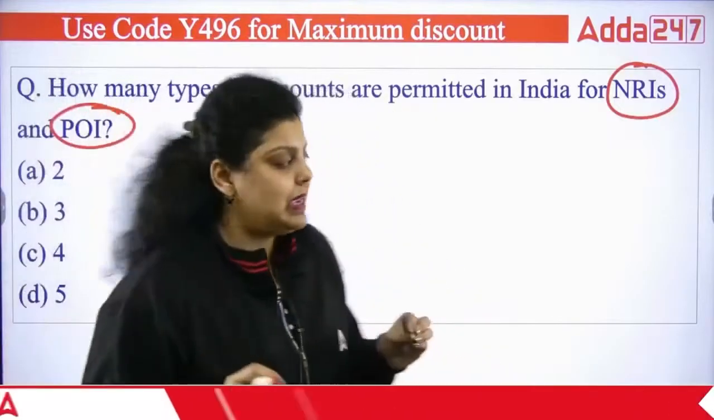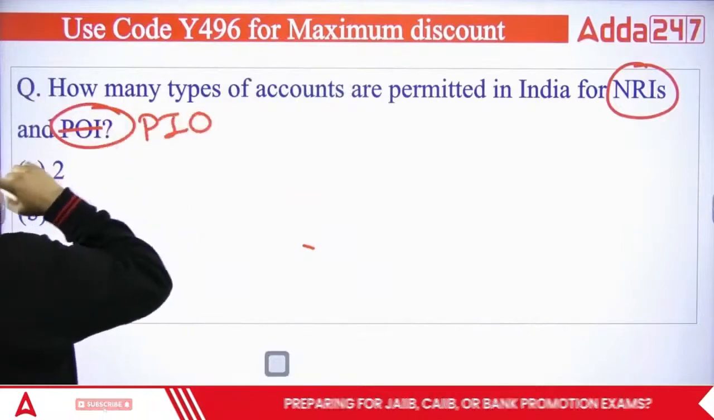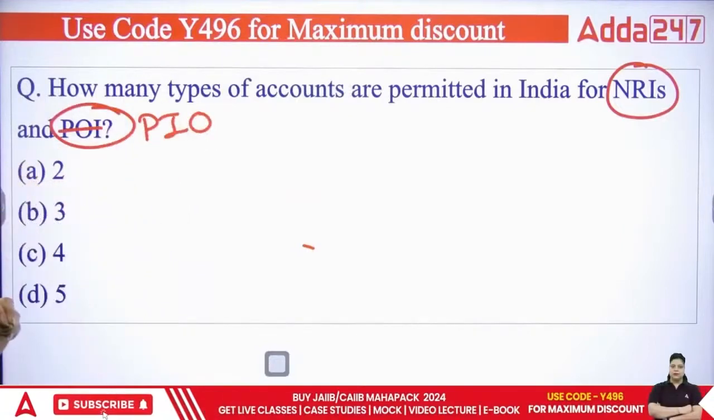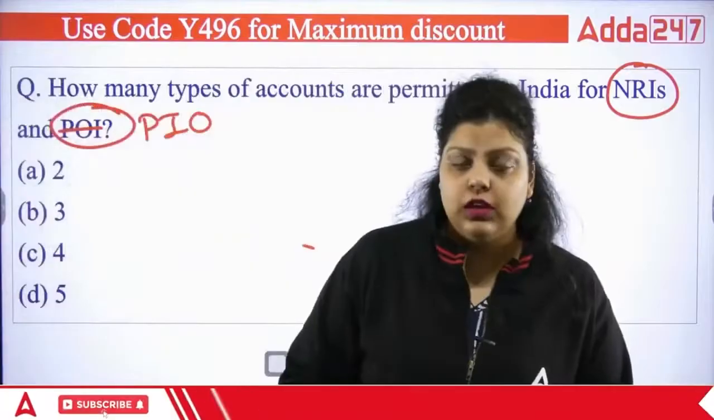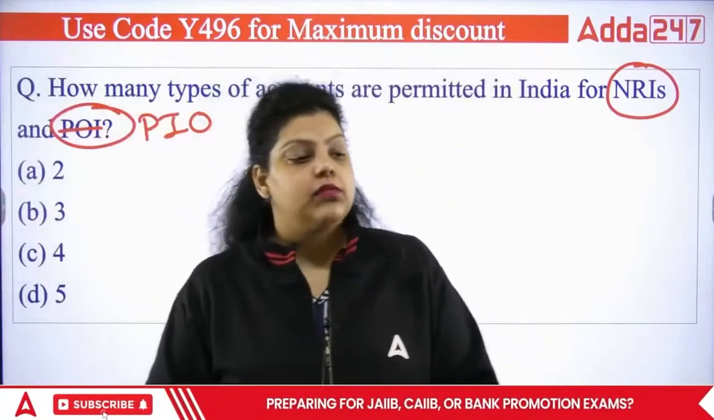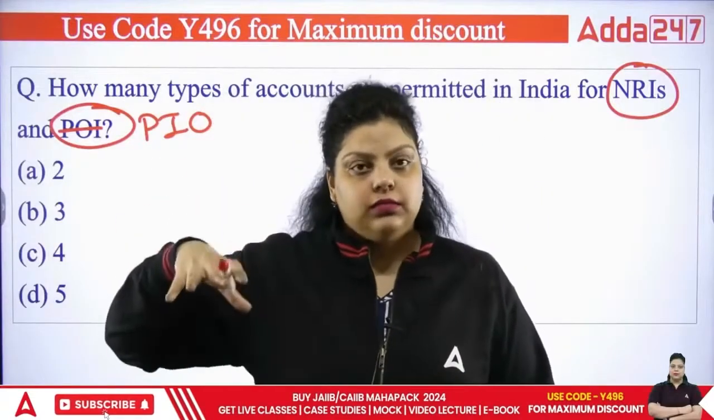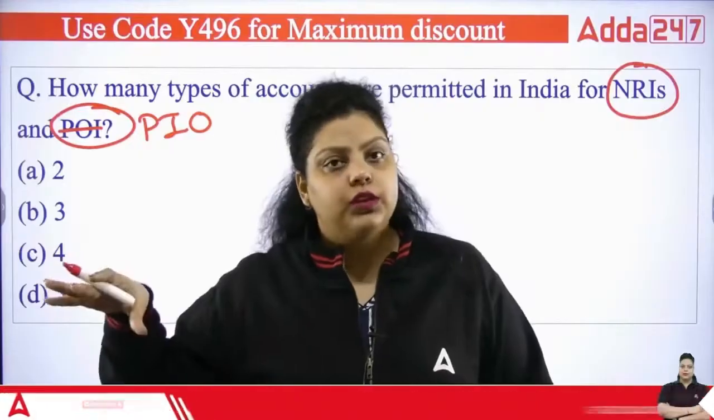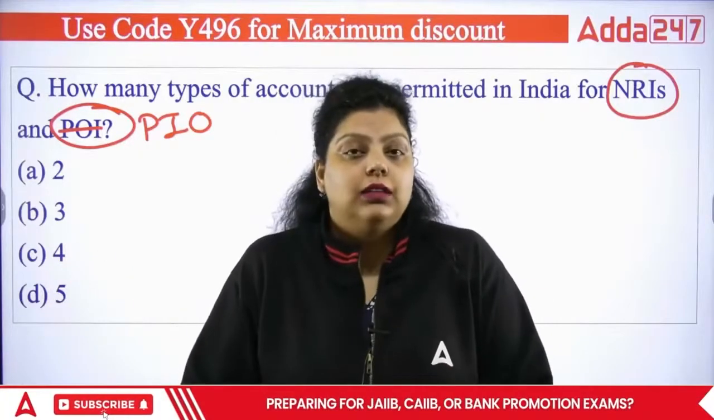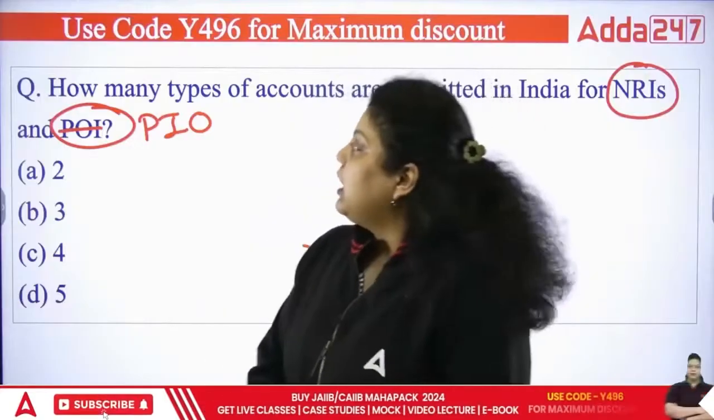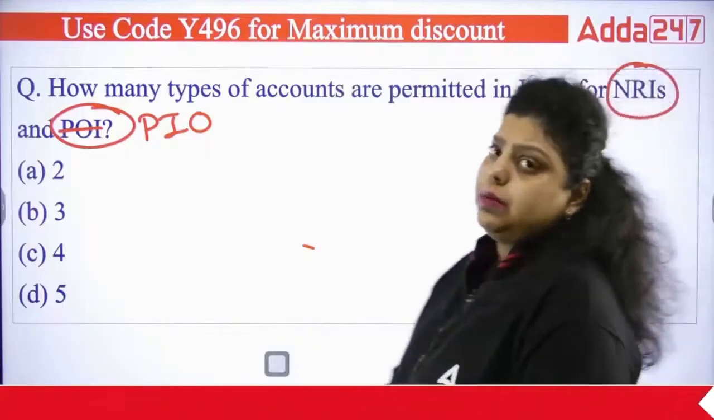It is actually PIO, person of Indian origin. The person of Indian origin is a person whose parents belong to the country. They are citizens of our country, but their child's birth happened in a foreign country. So that child will be known as a person of Indian origin, because his or her parents are Indian citizens. Okay. So now, how many types of accounts are permitted in India for NRIs and PIOs?